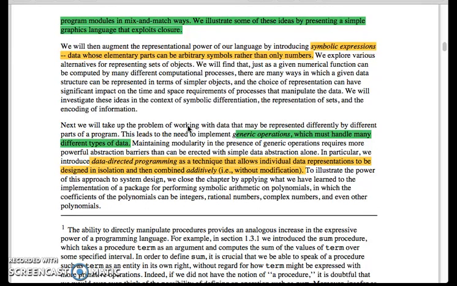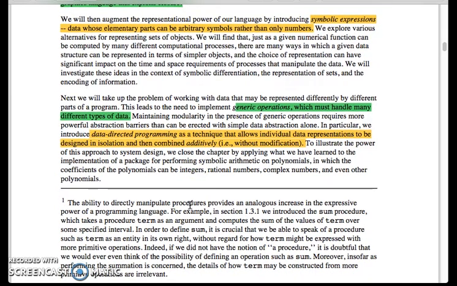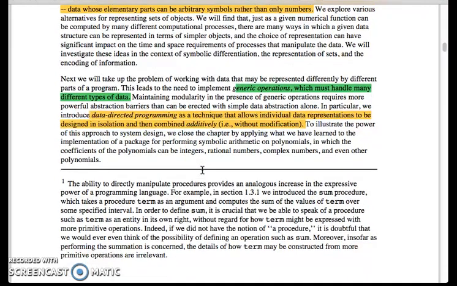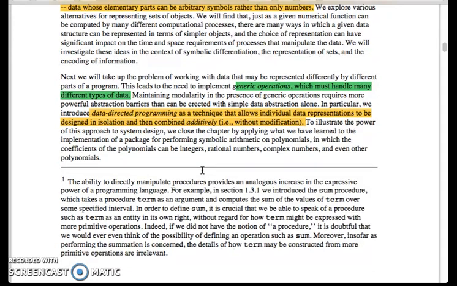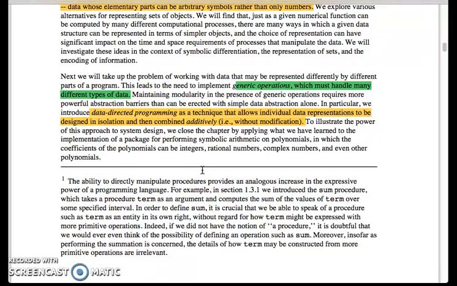Next, we will take up the problem of working with data that may be represented differently by different parts of a program. This leads to the need to implement generic operations, which must handle many different types of data. Maintaining modularity in the presence of generic operations requires more powerful abstraction barriers than can be erected with simple data abstraction alone. In particular, we introduce data-directed programming as a technique that allows individual data representations to be designed in isolation, then combined additively, for example, without modification.